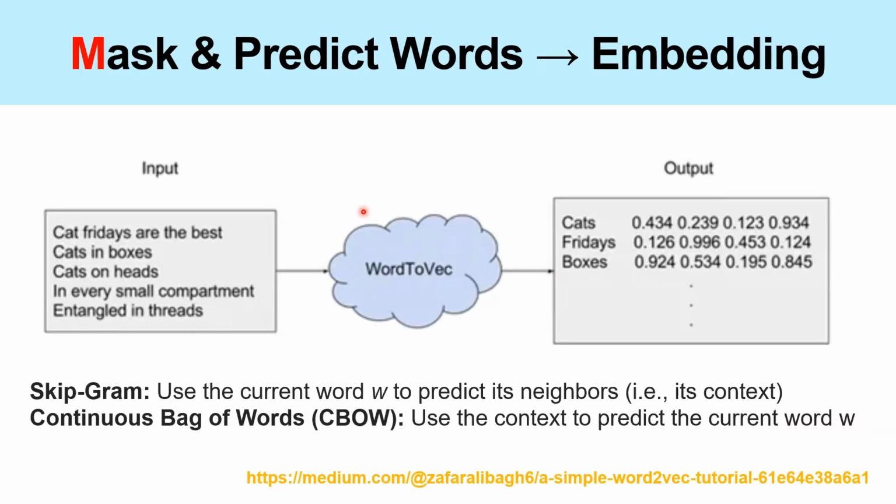In our formula, F equals MA, M stands for masking, which really means to mask and predict words. This procedure is extremely powerful, leading to so-called embedding.